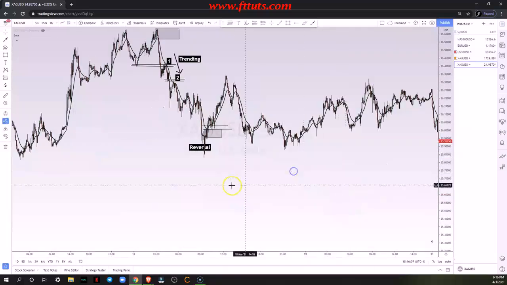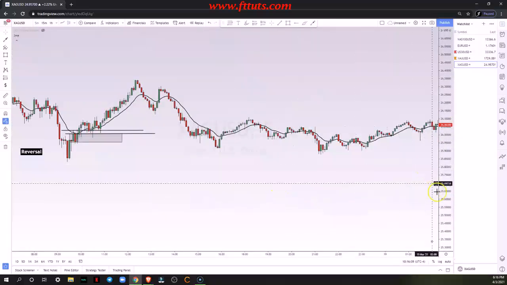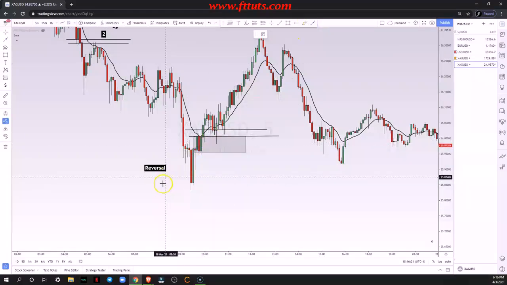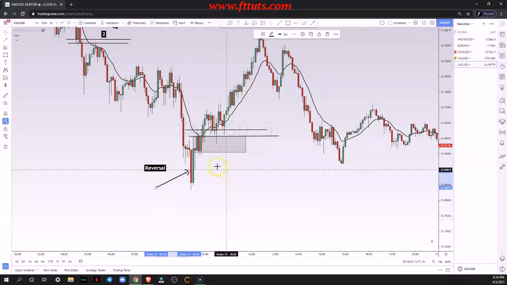Okay, this is another reversal setup. So the market was kind of ranging a little bit, then it pushed down really hard. Sellers are in the market, but then look what we get. We get a wipeout bar.